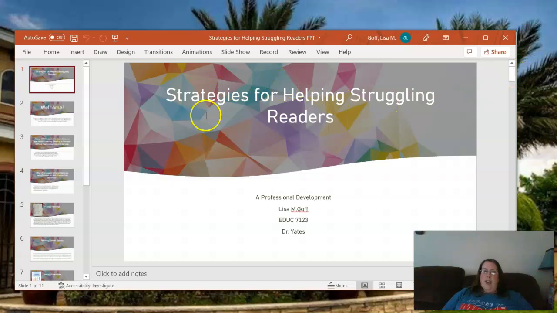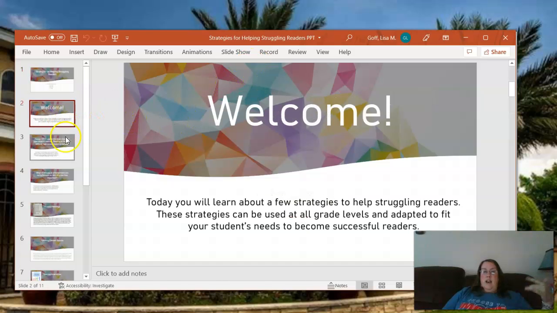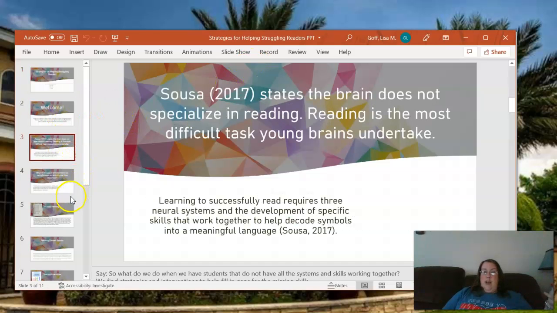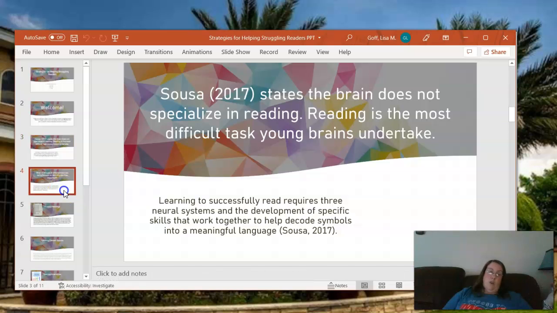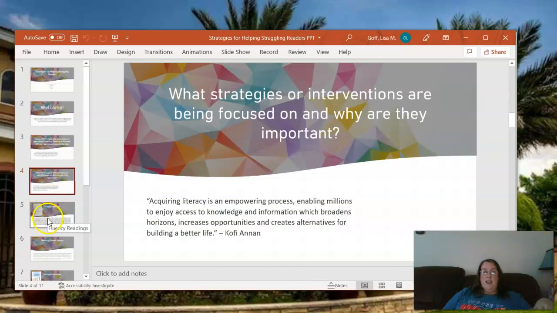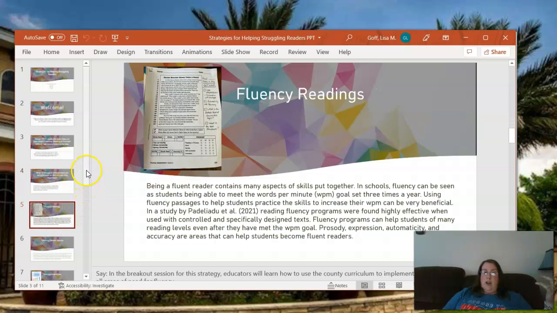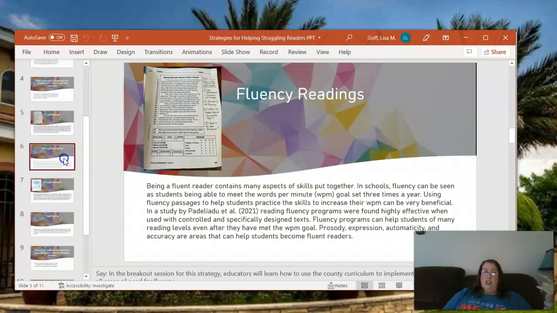So we would start with a bit of a welcome and an overview of the session, which is what this PowerPoint does. It kind of gives some information about reading and why it's important and how learning happens. And then it dives into the different breakout rooms and information about each.